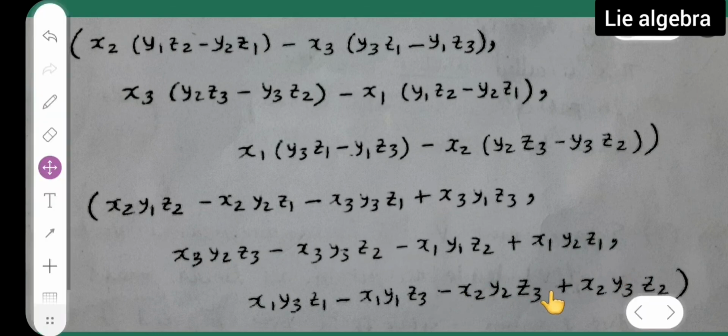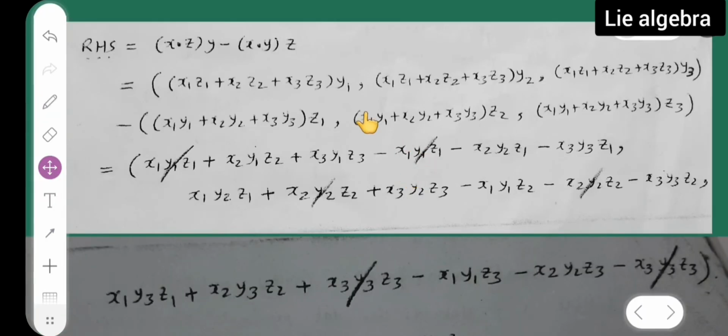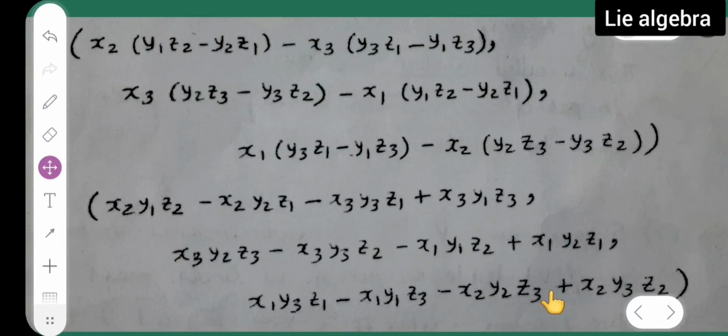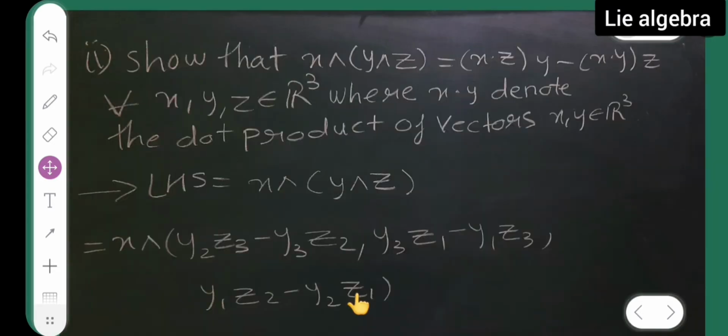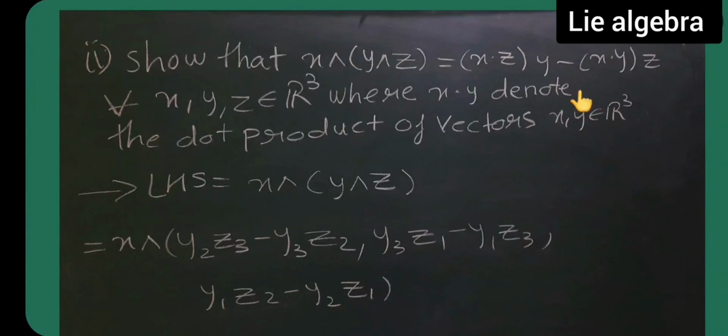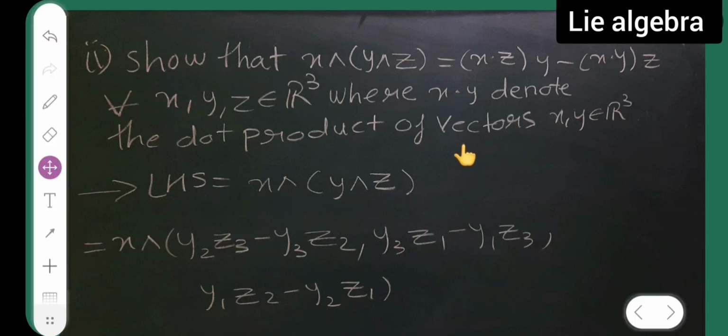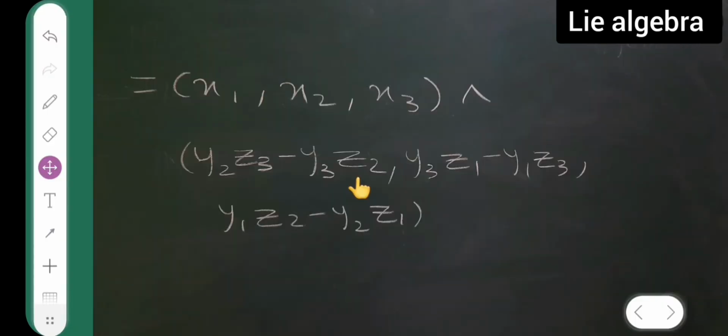Now I will be doing it for the right hand side. Take the right hand side of this. Now you will have to take the right hand side, this part. Okay, and you know that x dot y is denoted as the dot product of vectors in R3, right? So let us do this.